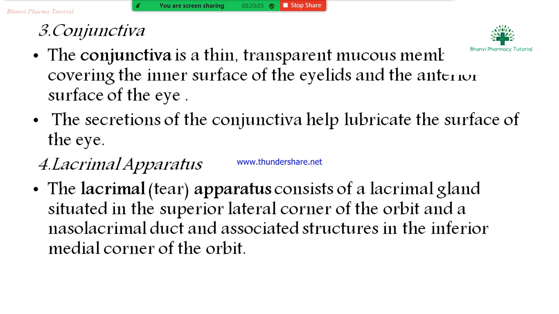The secretion of the conjunctiva helps to lubricate the surface of the eye. Sometimes they get conjunctivitis. Conjunctivitis means inflammation of the conjunctiva. If any microbial infection occurs in the conjunctiva, that is conjunctivitis, an inflammation of the conjunctiva.